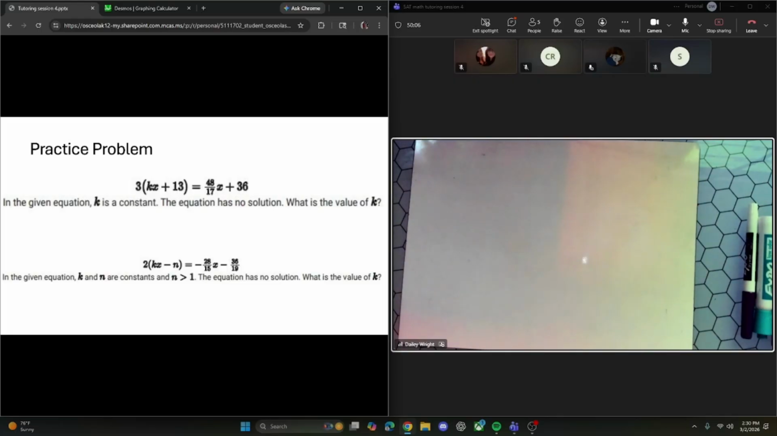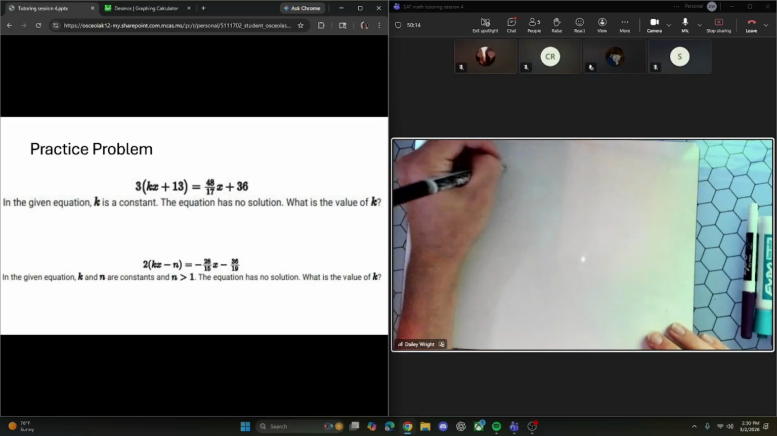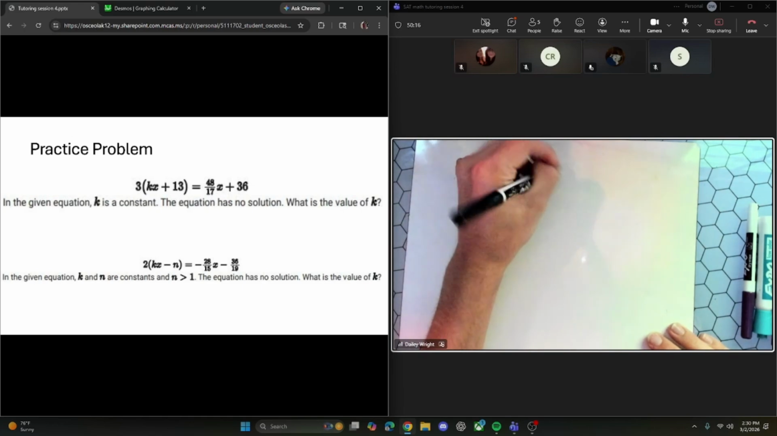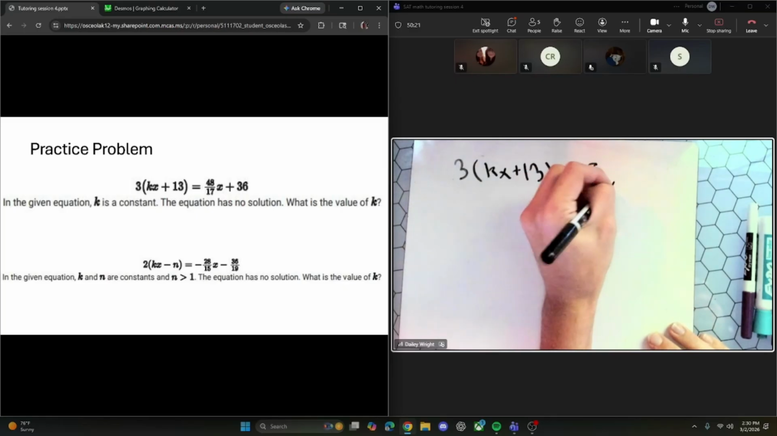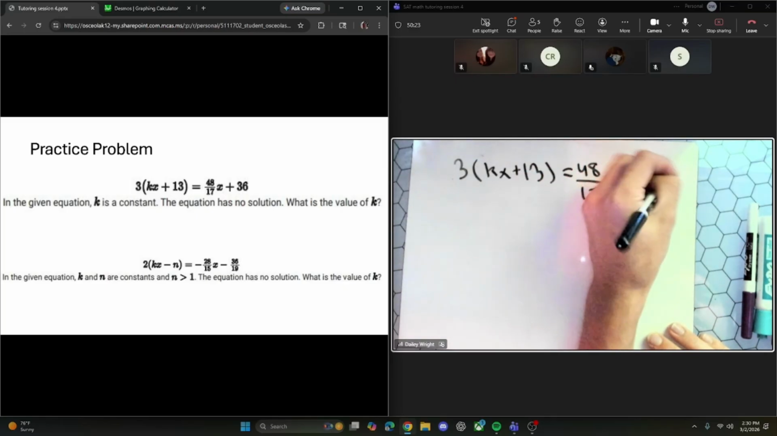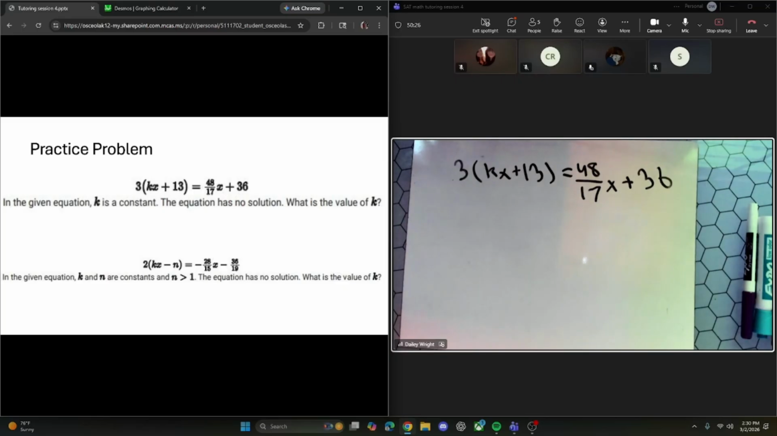So the thing you want to notice here is this equation has x's in it. So 3 times (kx plus 13) equals 48 over 17x plus 36. So you want to distribute this out. It says the equation has no solution, so that's how you know that you want your x coefficients to be equal to each other, because that's the only way you're going to get a problem with no solution.